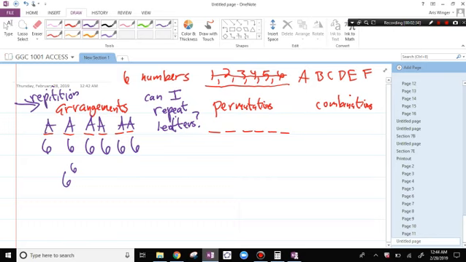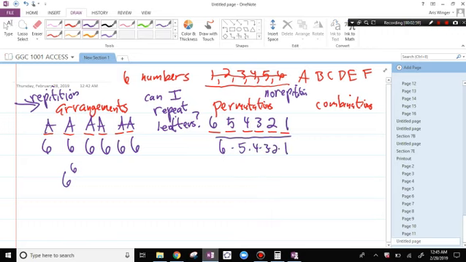If you don't repeat, so if there's no repetition, then you have 6 choices for the first one, then 5 choices for the second one, 4 choices for the third one, 3 choices for the fourth one, 2 choices for the 5th one, and 1 choice for the last one. And so this is 6 times 5 times 4 times 3 times 2 times 1.